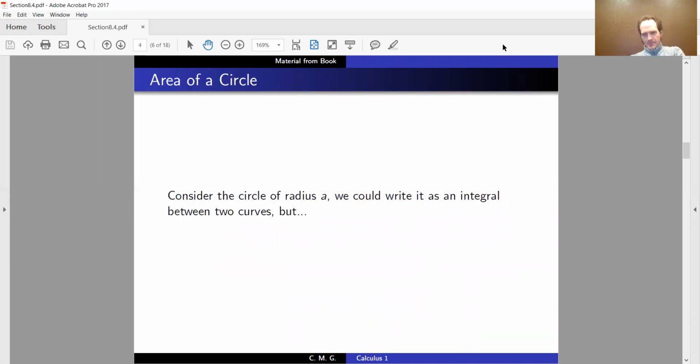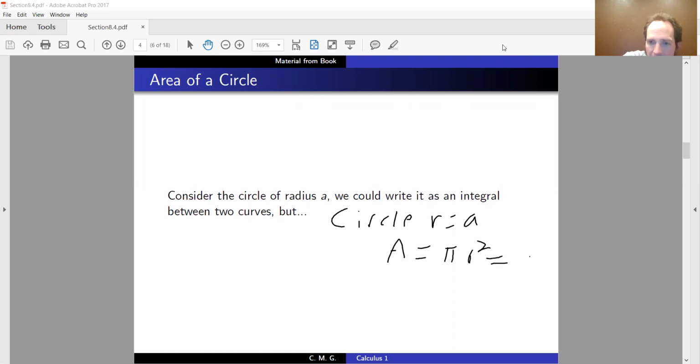So I have a circle, radius a. I want to write it as an integral, and I want to find the area. Now, the area of this circle, we already know, right? It's a circle of radius a, so the area is just pi r squared. And so in the end of all of this, if we do this right, we should get pi times a squared as the area of this circle. Okay, so that's nice. At least we know where we're aiming.